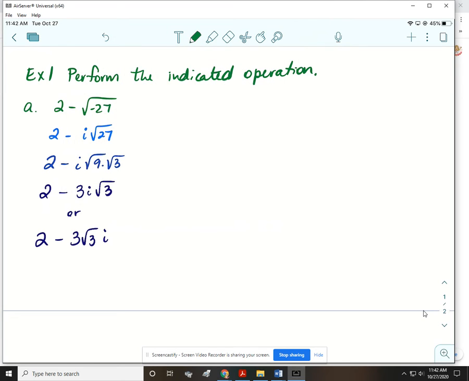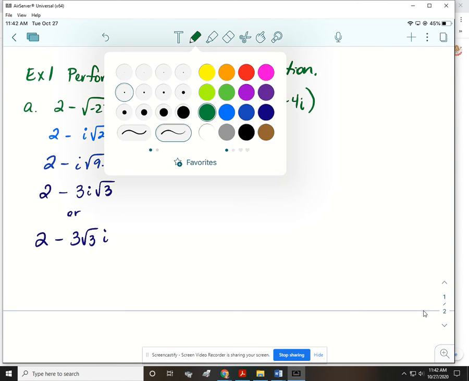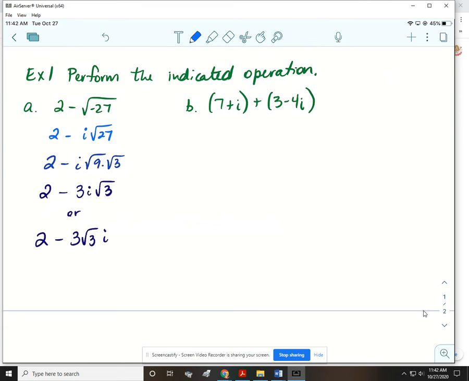All right, let's look at B. For B, we have the quantity 7 plus i plus the quantity 3 minus 4i. So we're adding two complex numbers. This is not hard. All we do is add their real parts, which is going to give you 10, and then add their imaginary parts, which is going to be negative 3i, and that's your answer. That is in standard form. Real part first, imaginary part second.